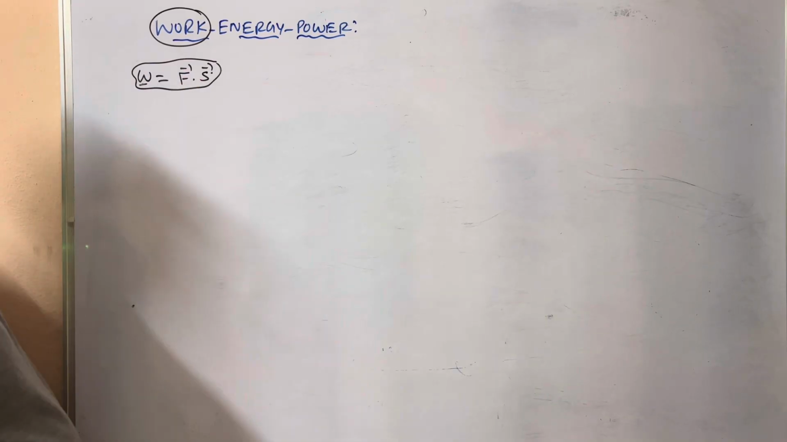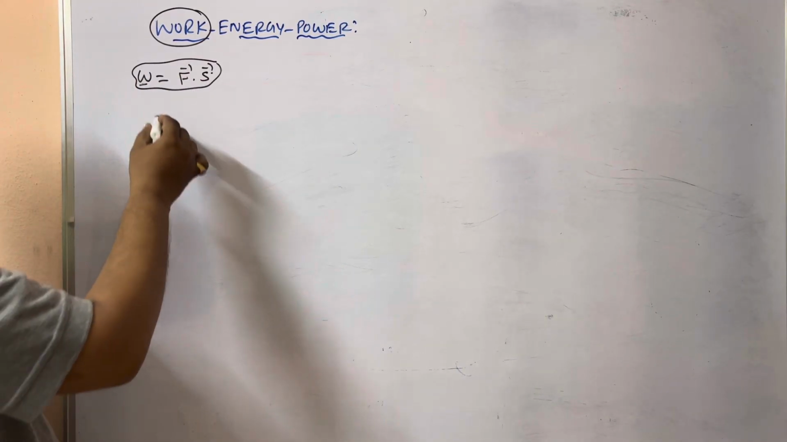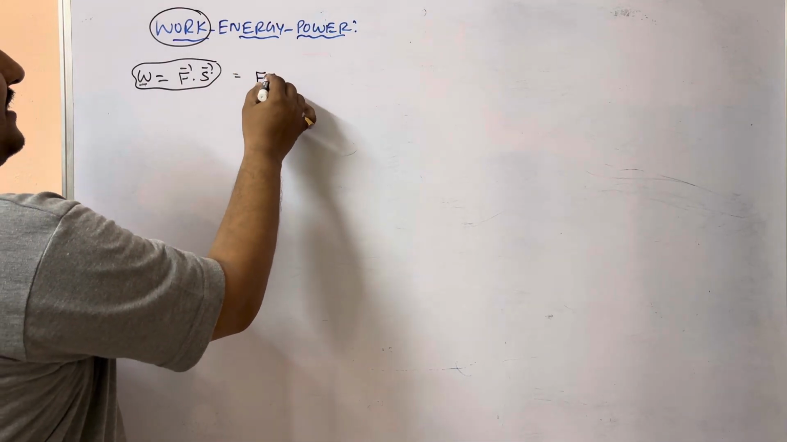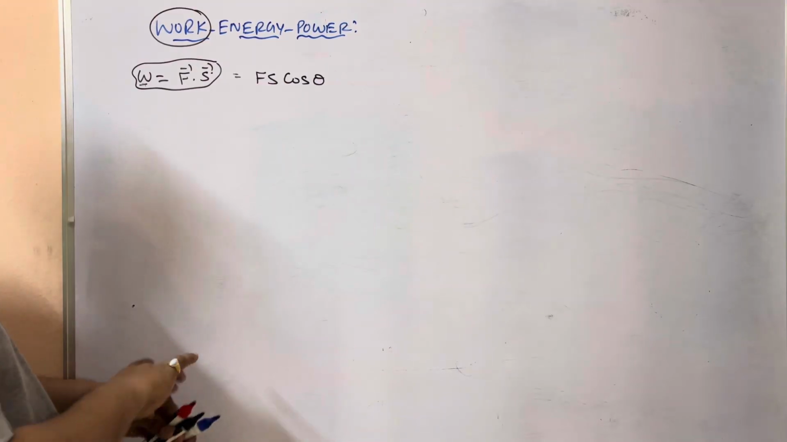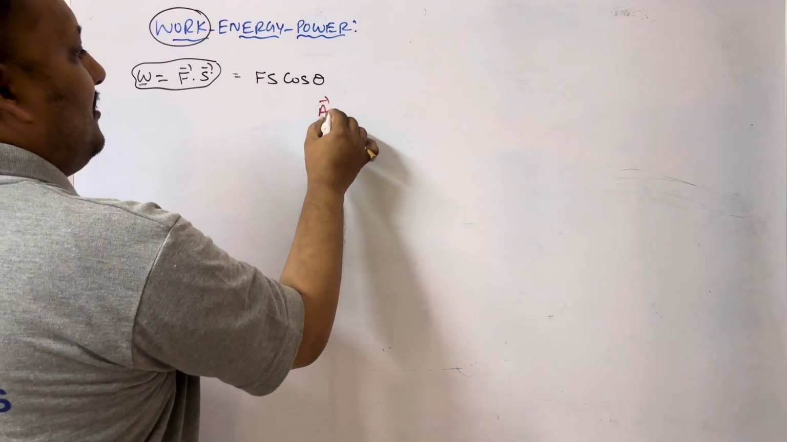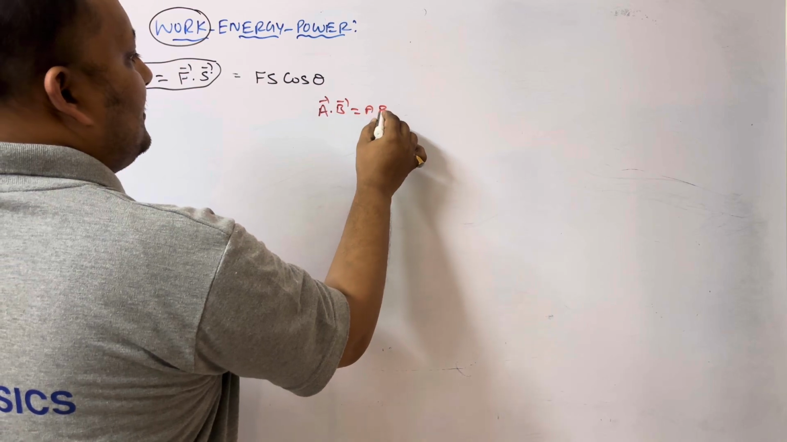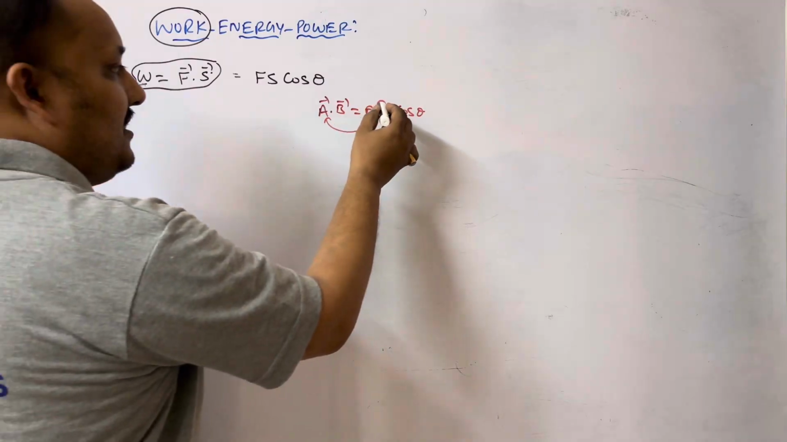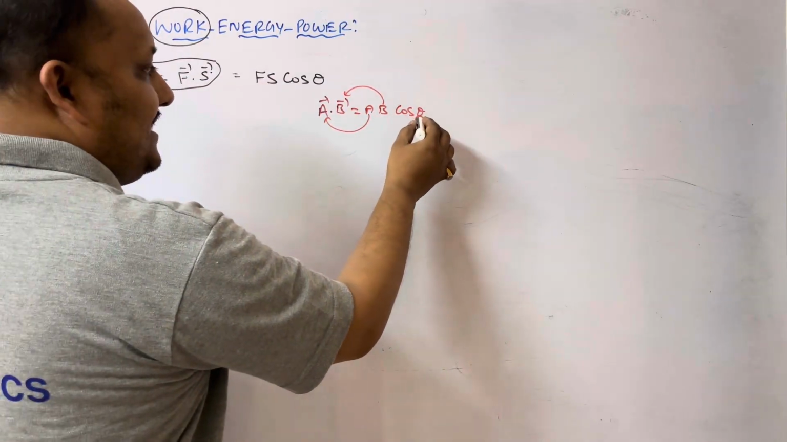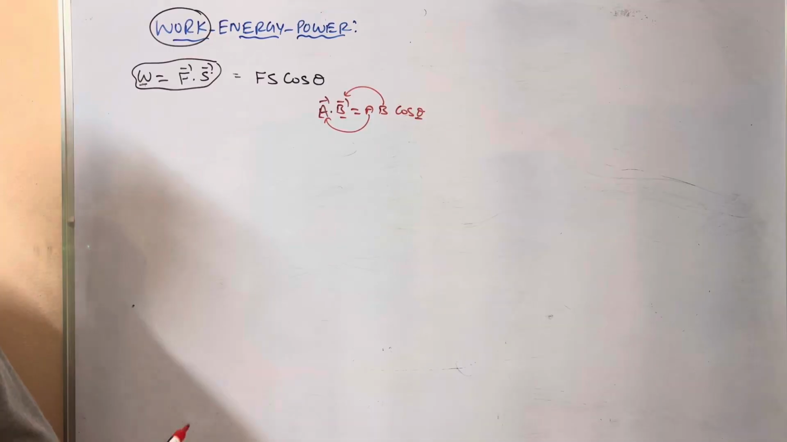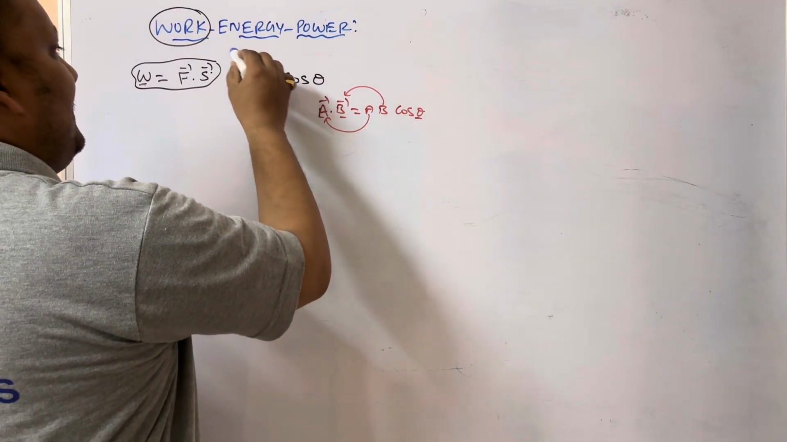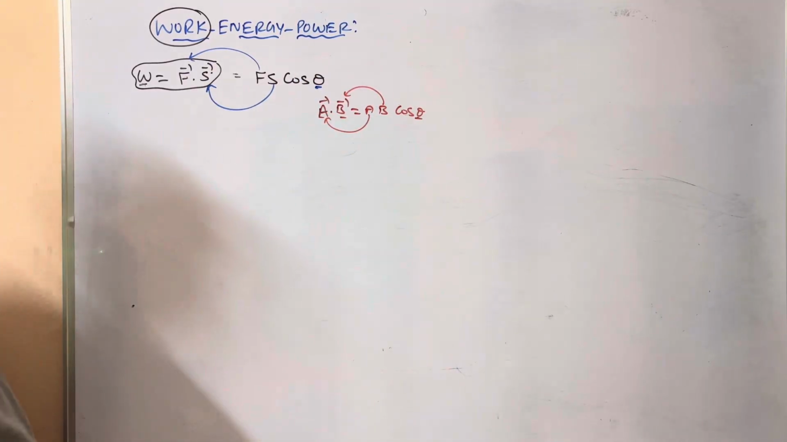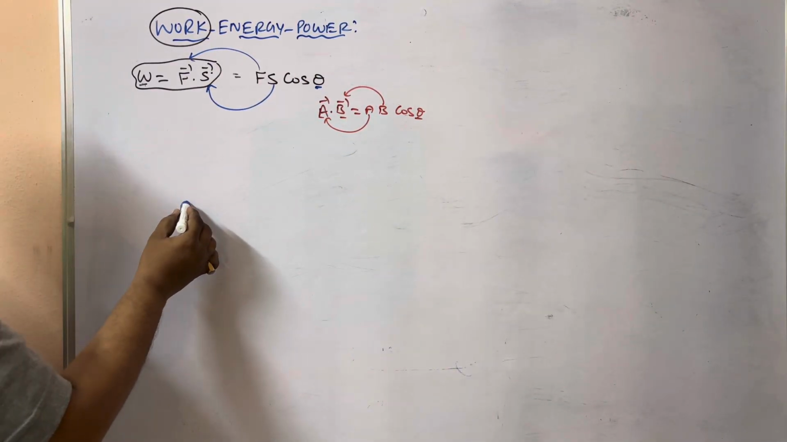Its definition is F bar dot S bar. This is an example of a scalar product also. F bar dot S bar, how will we write it? Fs cos theta. Because we already came to know A bar dot B bar, we discussed AB cos theta. What is A here? Magnitude of A bar. What is B? Magnitude of B bar. What is theta? Angle between A bar and B bar. Here also it is the same. F is the magnitude of force, S is the magnitude of displacement, and theta is the angle between force and displacement.